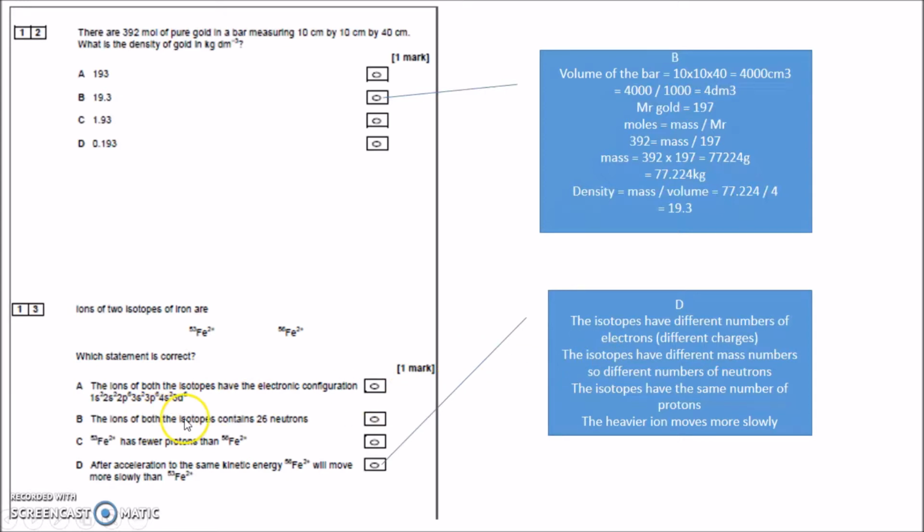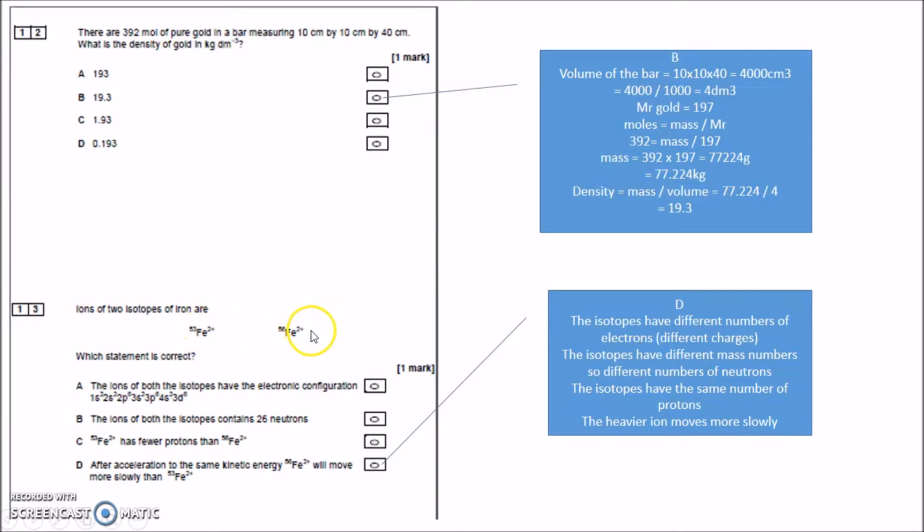The ions both have isotopes containing 26 neutrons. No, they've got different mass numbers. That's what isotopes are. They've got different mass numbers because they've got different numbers of neutrons. Then, the one has got fewer protons than the other. No, they've got the same number of protons. They've got different numbers of neutrons, hence different mass numbers.